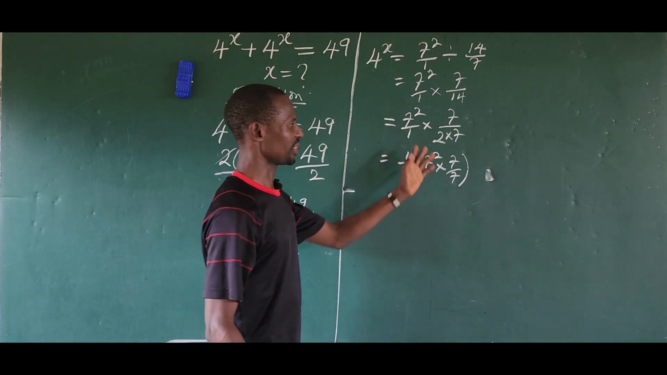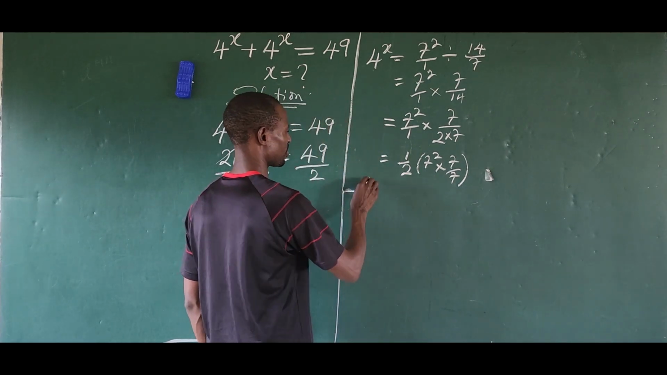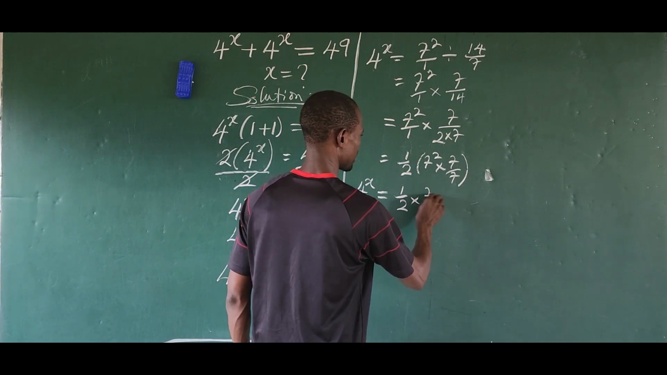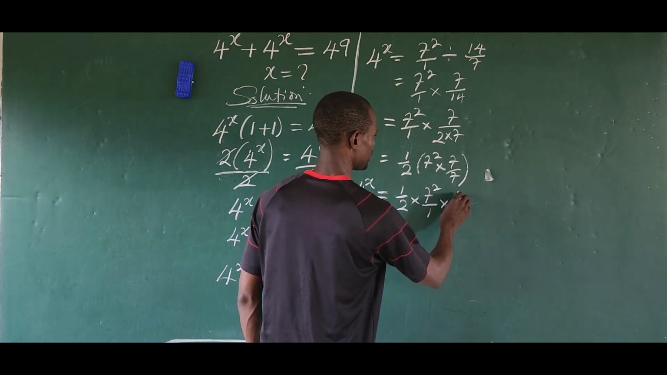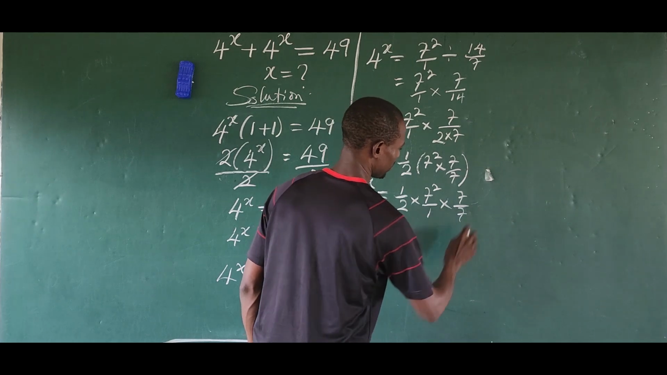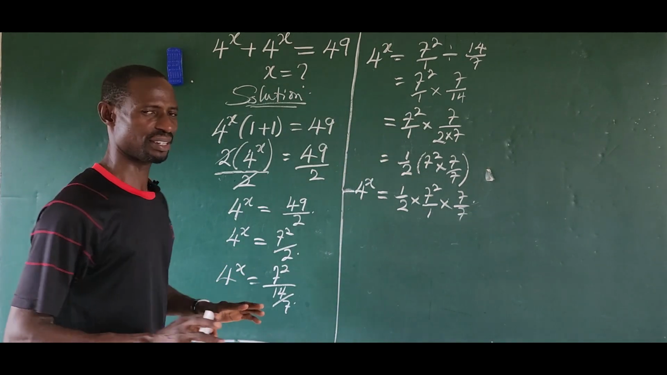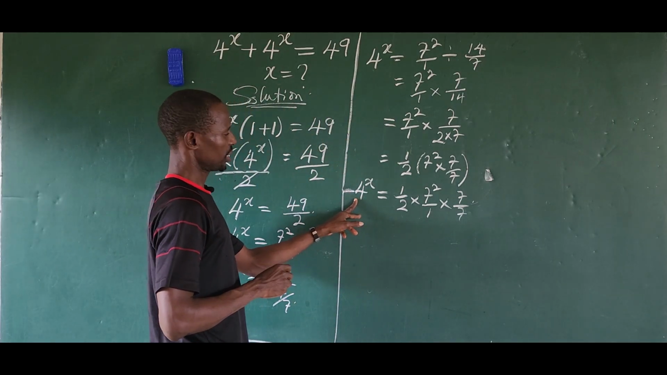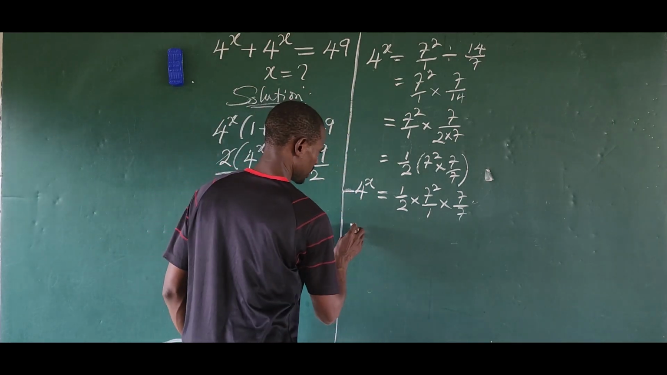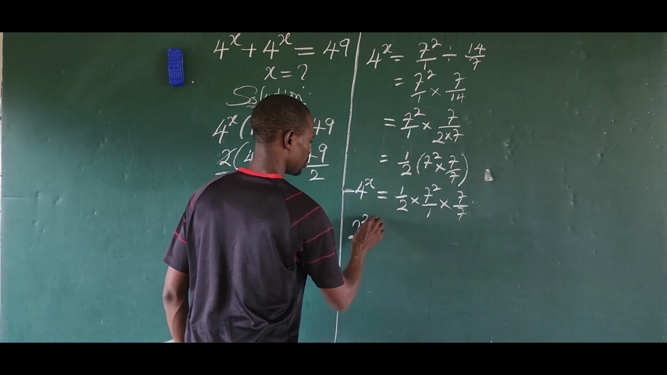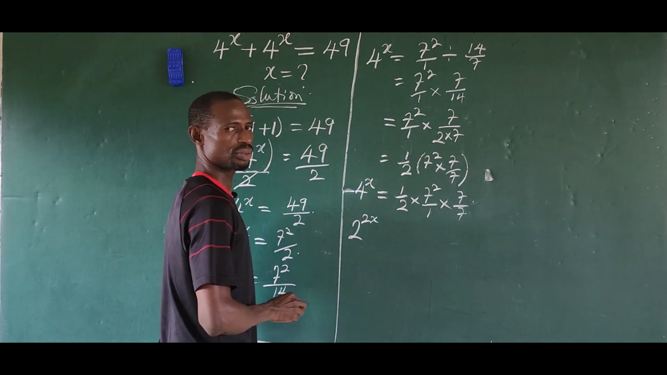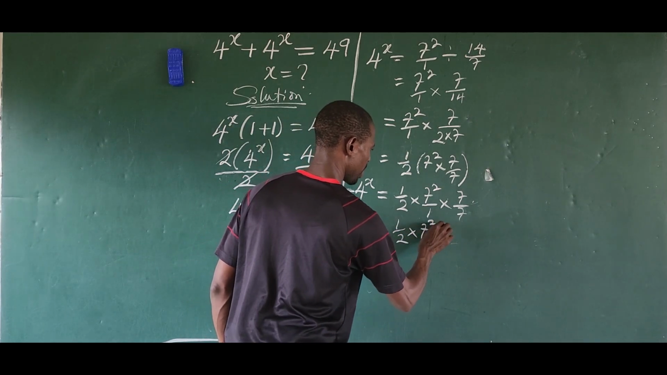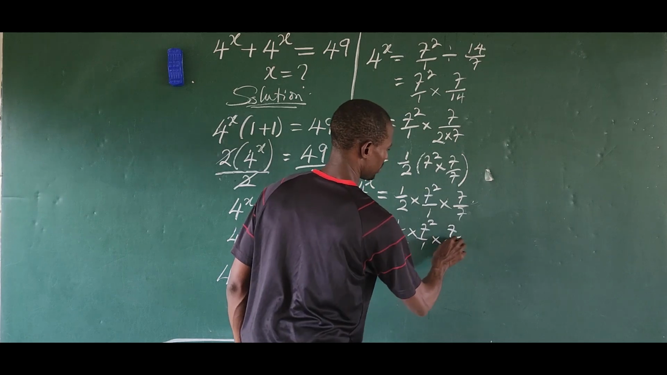Easy. So writing the whole of this expression gives us 4 to the power of x is equal to 1 all over 2, then times 7 to the power of 2 all over 1 times 7 all over 7. The next thing we're going to do is log both sides of the equation. But before we do, we can express 4 in base 2. So 4 can be written as 2 to the power of 2, times x, that is 2x here. This equals 1 all over 2 times 7 to the power of 2 all over 1 times 7 all over 7.